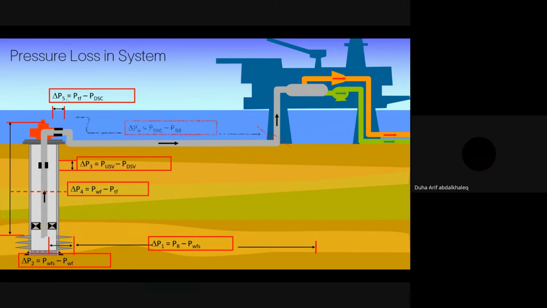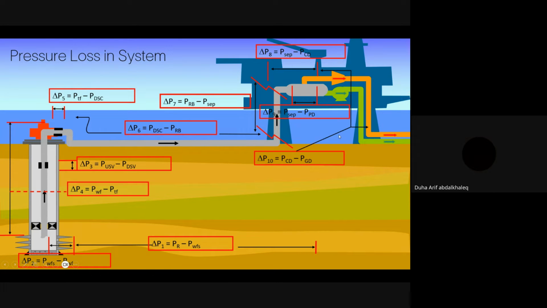We will have pressure loss when the fluid moves from the wellhead through the pipeline and through the riser. Also, we will have pressure loss through the separator and when the fluid flows from the separator to the compressor and through the pump. And finally, we will have pressure losses when the fluid flows from the compressor and pump to the final, let's say, sales pipeline for gas and for the well.